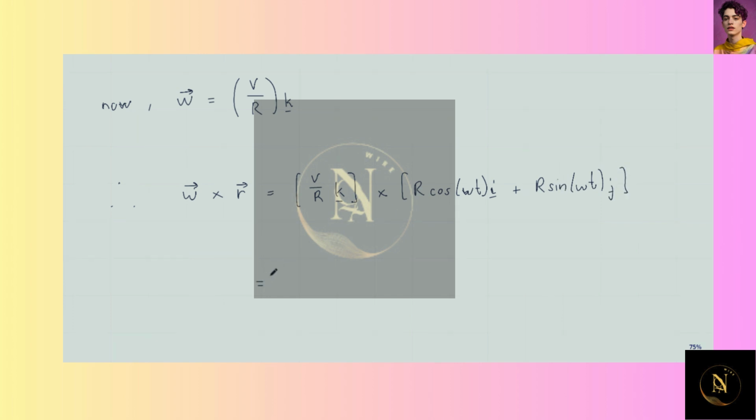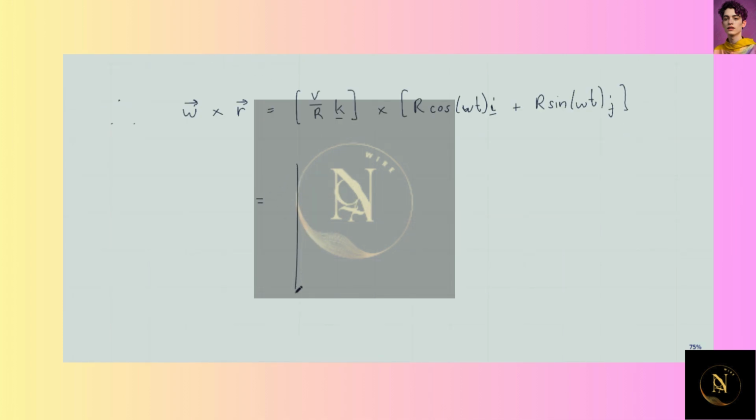So if we use the method of cofactors, that's i j k, and the first vector only has a k component, which is v over r. The second vector has no k component and has i and j components: an i component of r cosine omega t and a j component of r sine omega t. The k component is 0.